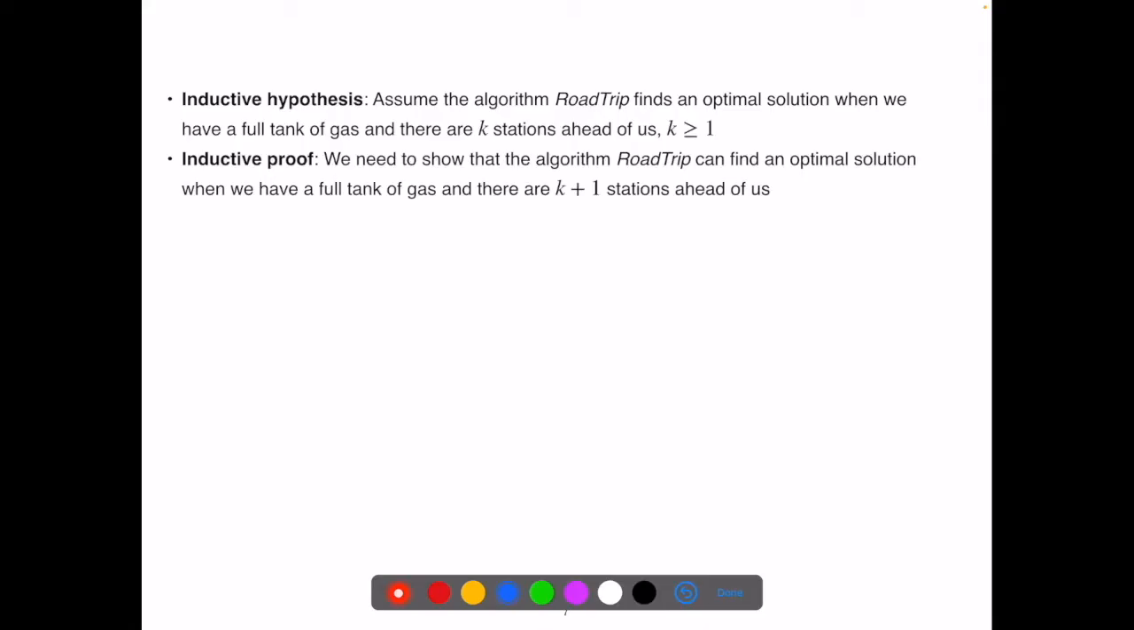Given that when there are k stations ahead of us, our greedy algorithm can find an optimal solution, now we need to prove when there are k plus 1 stations ahead of us, the greedy algorithm solution is also optimal. Let's write the solution given by our greedy algorithm as a list of t stations that we need to stop. Now we need to take 3 steps here to show that this solution A is an optimal solution.